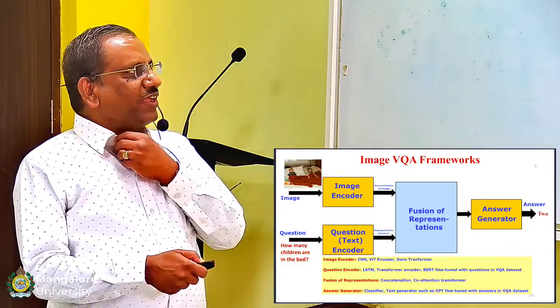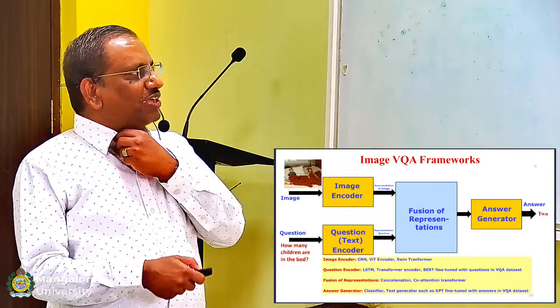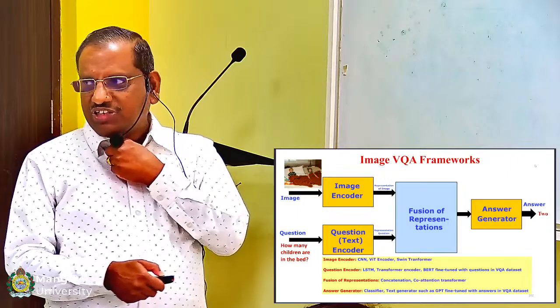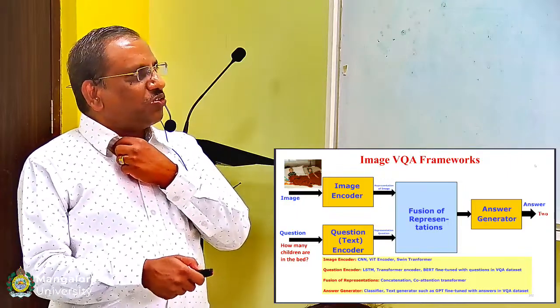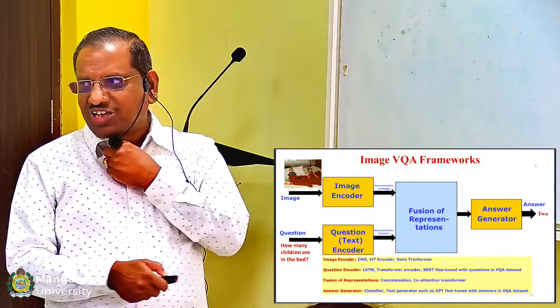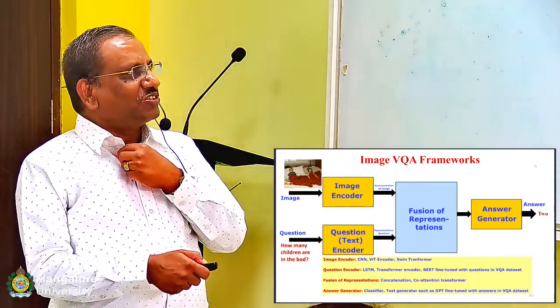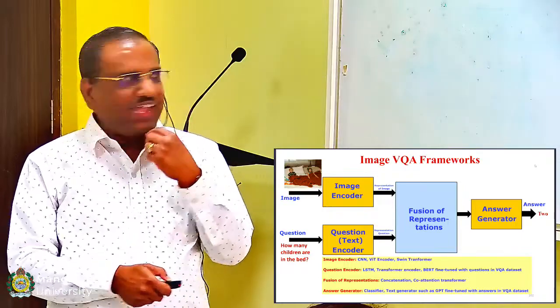And once we get the common representation of both the image and the question, then I have a module that can generate the answer. If it is a multiple choice type question, then it will be a classification task. If it is an open-ended question answering, then this module will also be capable of generating a sentence.